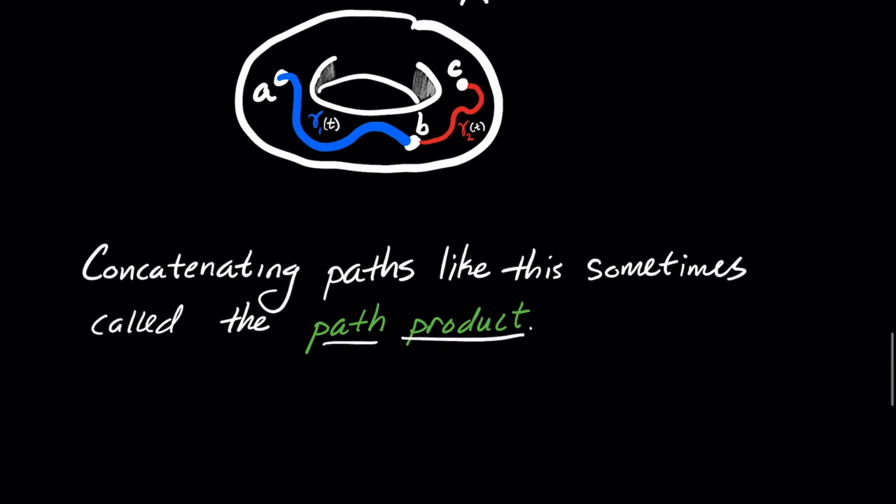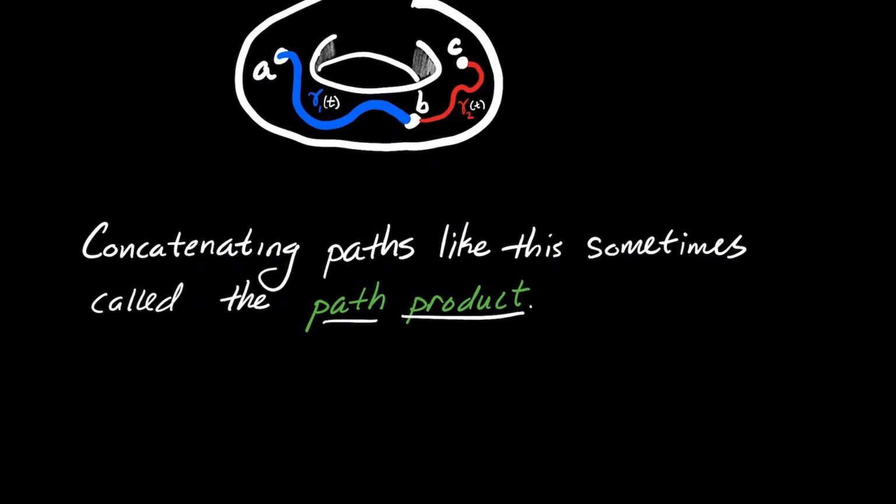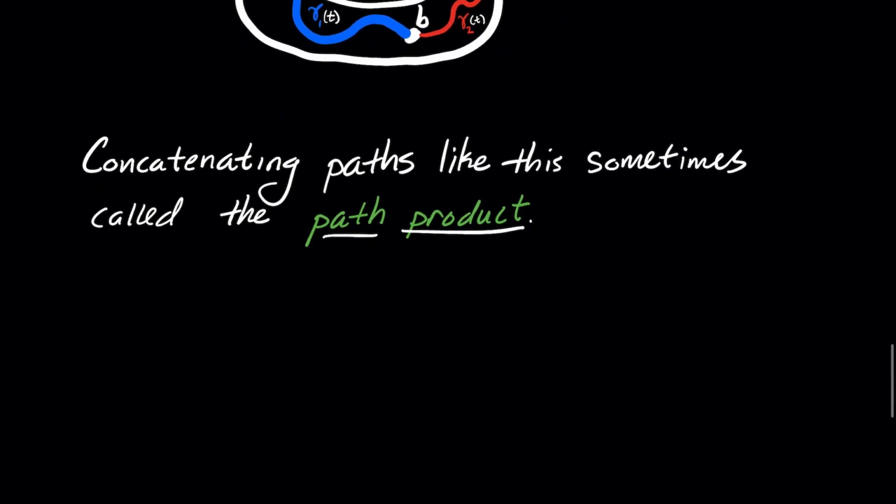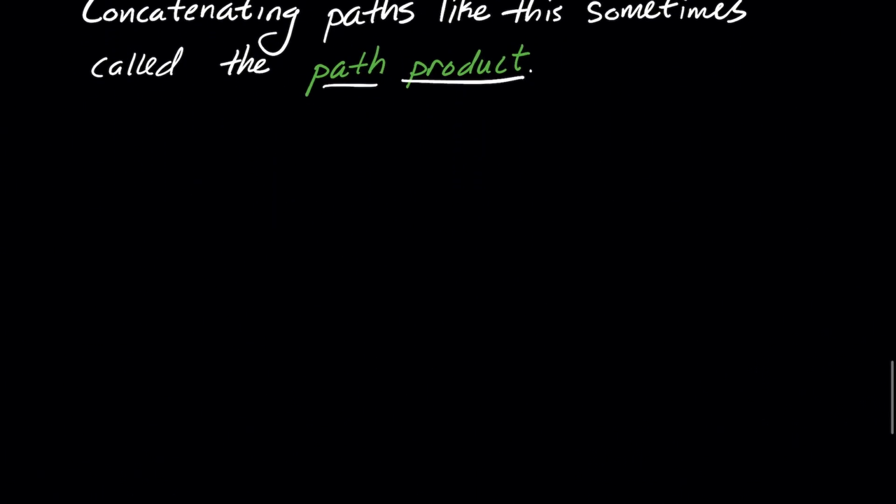And so concatenating paths like this is sometimes going to be called the path product. So in some books they'll call it the path product is what I mean. That is what I'm going to refer to it as for the rest of this video. Now let me give you a more formal definition of what the path product is.